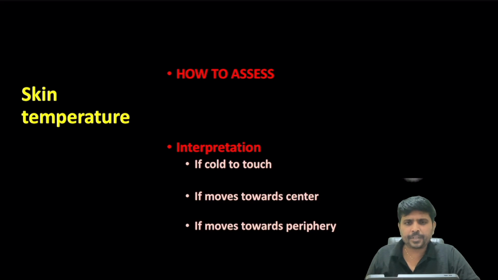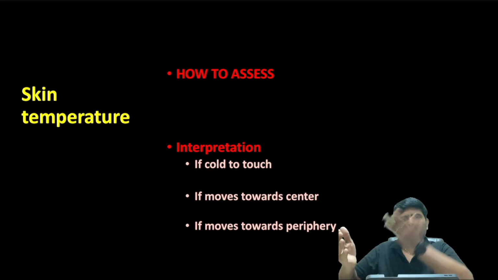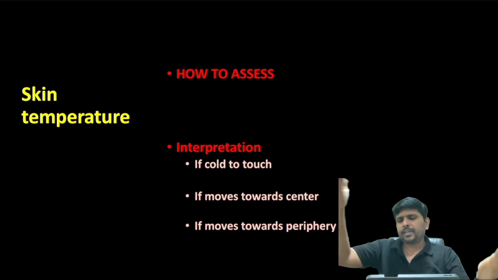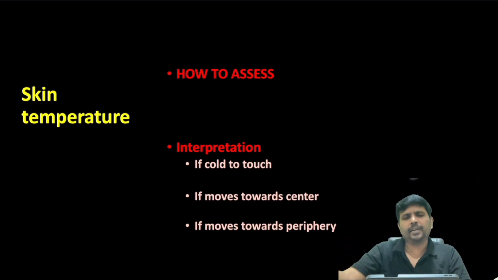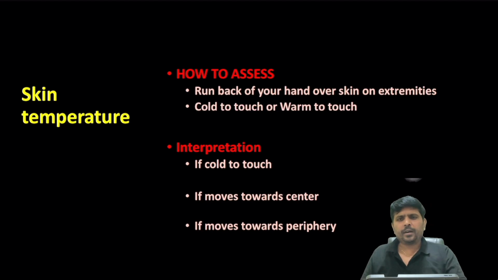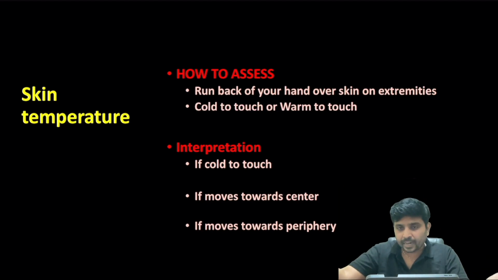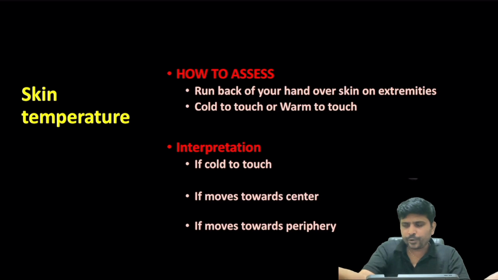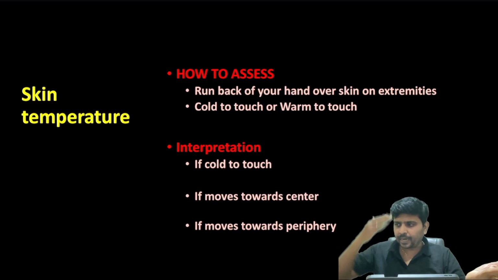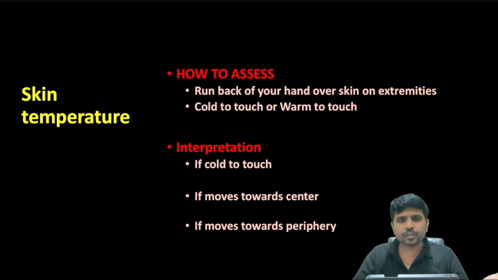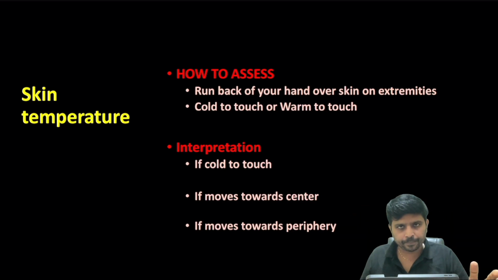Finally, skin temperature. How to assess? Keep one hand over the abdomen and another hand over the ankle, and then run the hand which is over the legs gradually. It is simple. If both are warm, it means that the circulatory system is working properly.